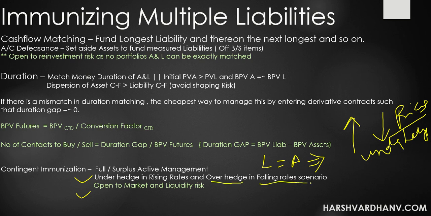Over hedge in falling scenarios. If the interest rates are falling, prices will gain. You know there is going to be a certain gain. Then over hedge. You want to benefit from this because the prices are going up in a falling rate scenario. This is what the statement means.